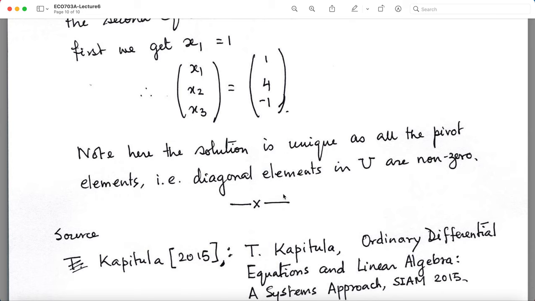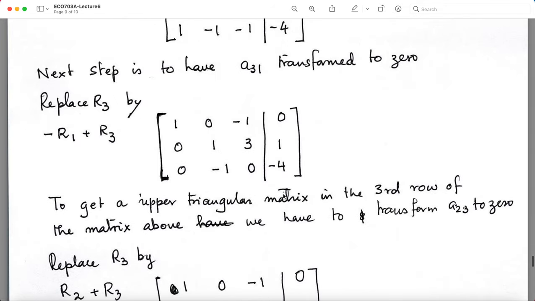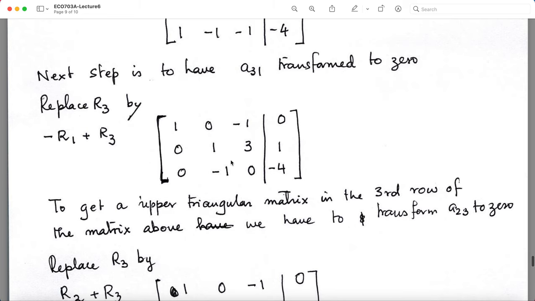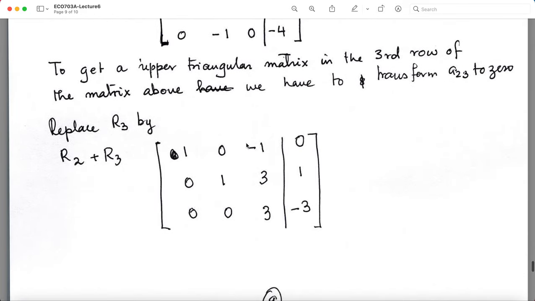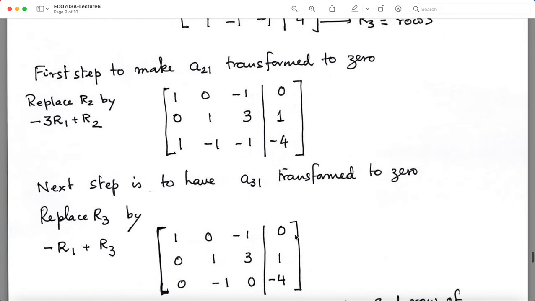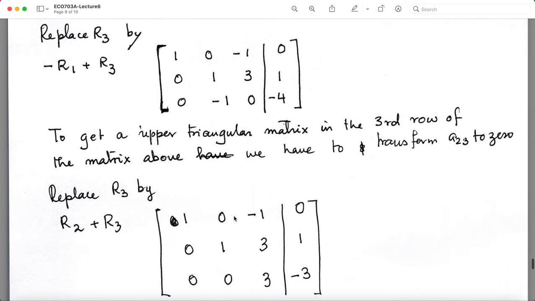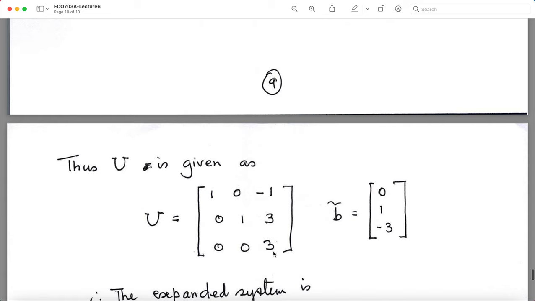Now this solution is unique because none of the diagonal elements of the original A is zero: 1, 1, minus 1. And look at the pivot elements of the final matrix U, which is 1, 1, 3. None of the diagonal elements are 0.